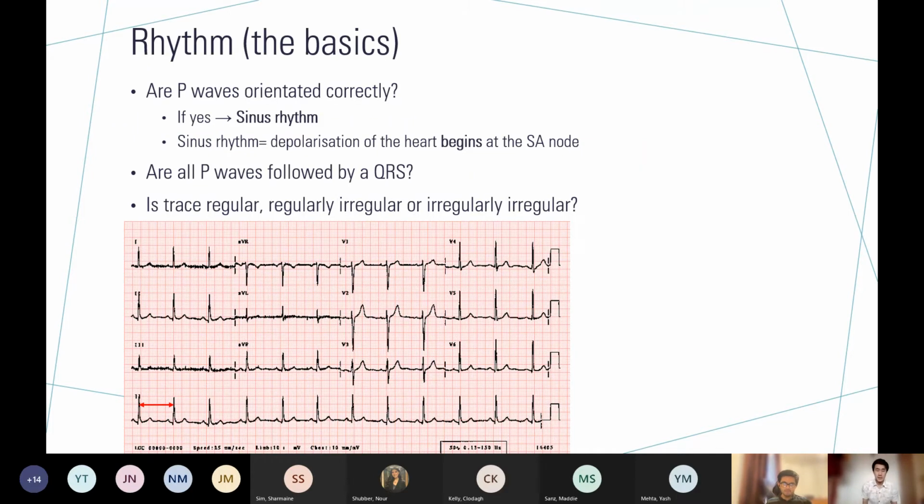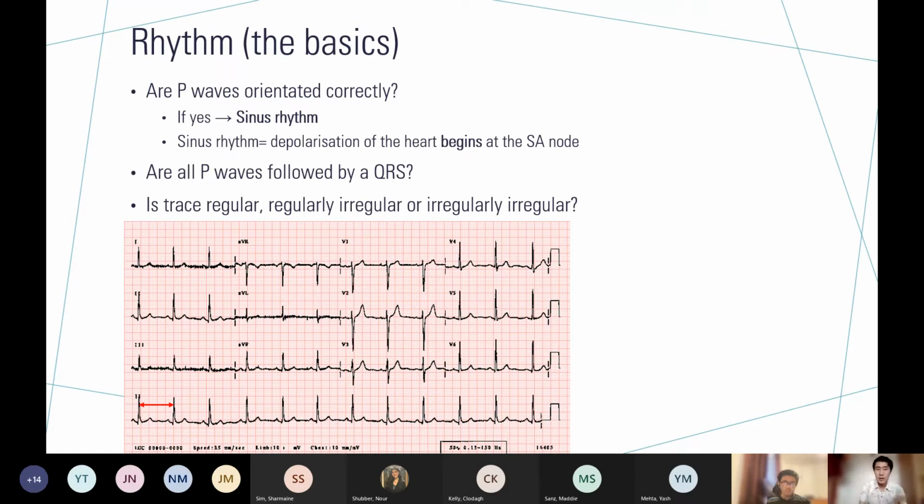Rhythm. The basics are looking at the P-wave and looking at the QRS. Firstly, are the P-waves orientated correctly? The one that I showed you previously where the P-waves are inverted, they weren't, which means it wasn't sinus rhythm because it wasn't originating from the sinoatrial node. If the P-waves are oriented correctly and look a normal shape, then yes, sinus rhythm. All sinus rhythm means is it's a depolarization of the heart which begins at the SA node. So you can still have sinus rhythms where there's pathology involved. It just means it's coming from the SA node. Secondly, are the P-waves followed by QRS?